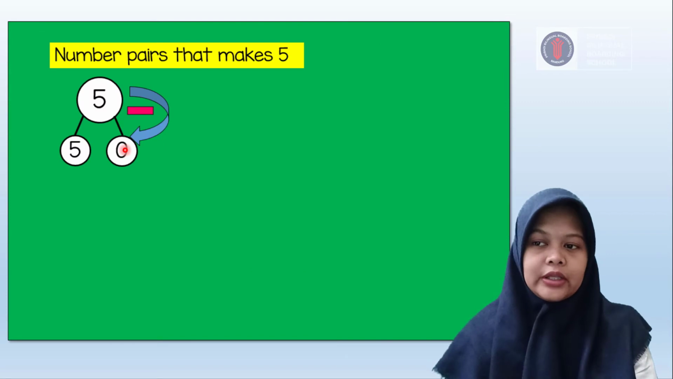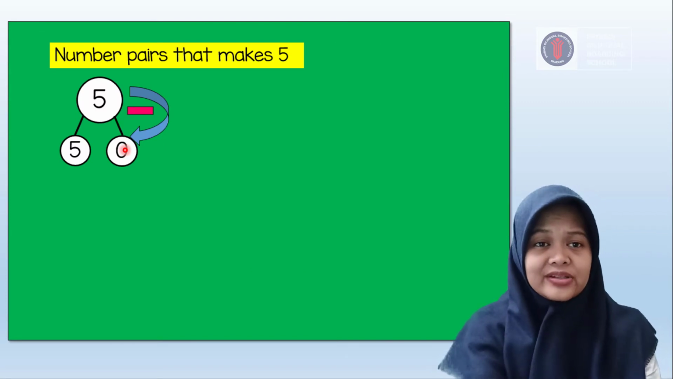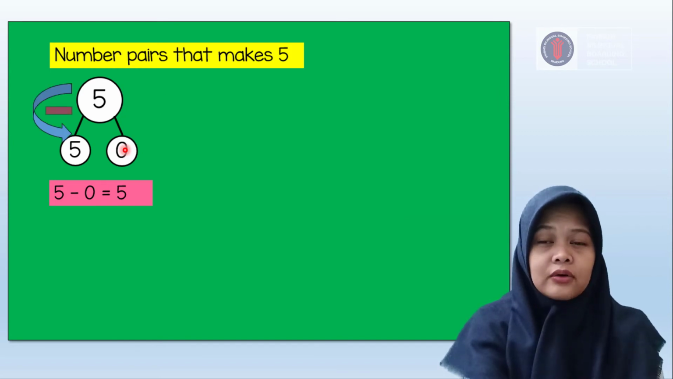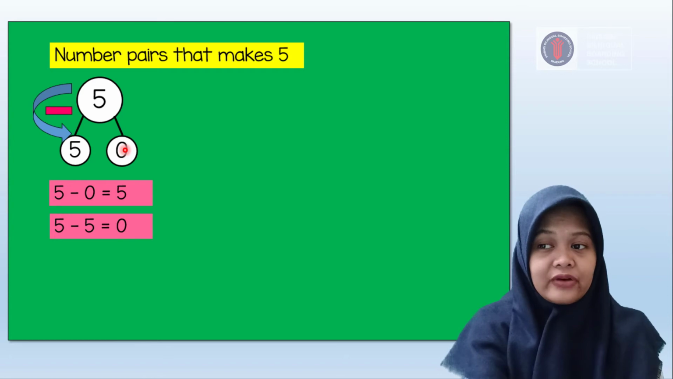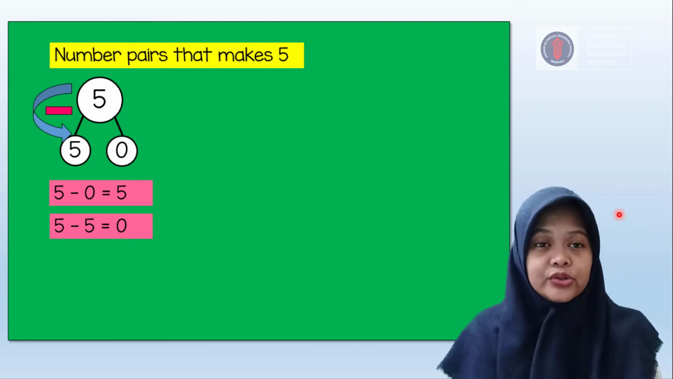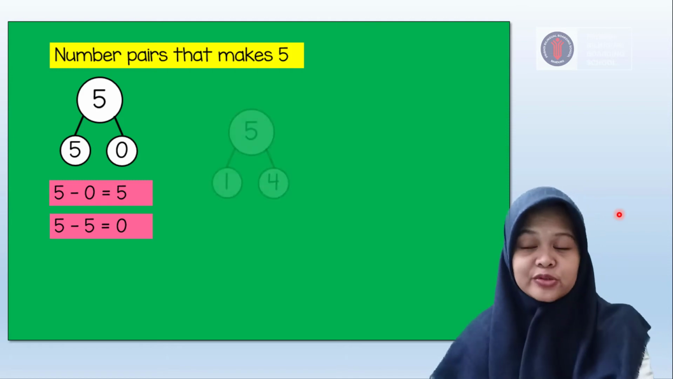So with 5 and 0, we can subtract this one. 5 minus 0 will make 5. Or 5 subtract 5 equals 0. So we can also use this diagram as a subtraction.